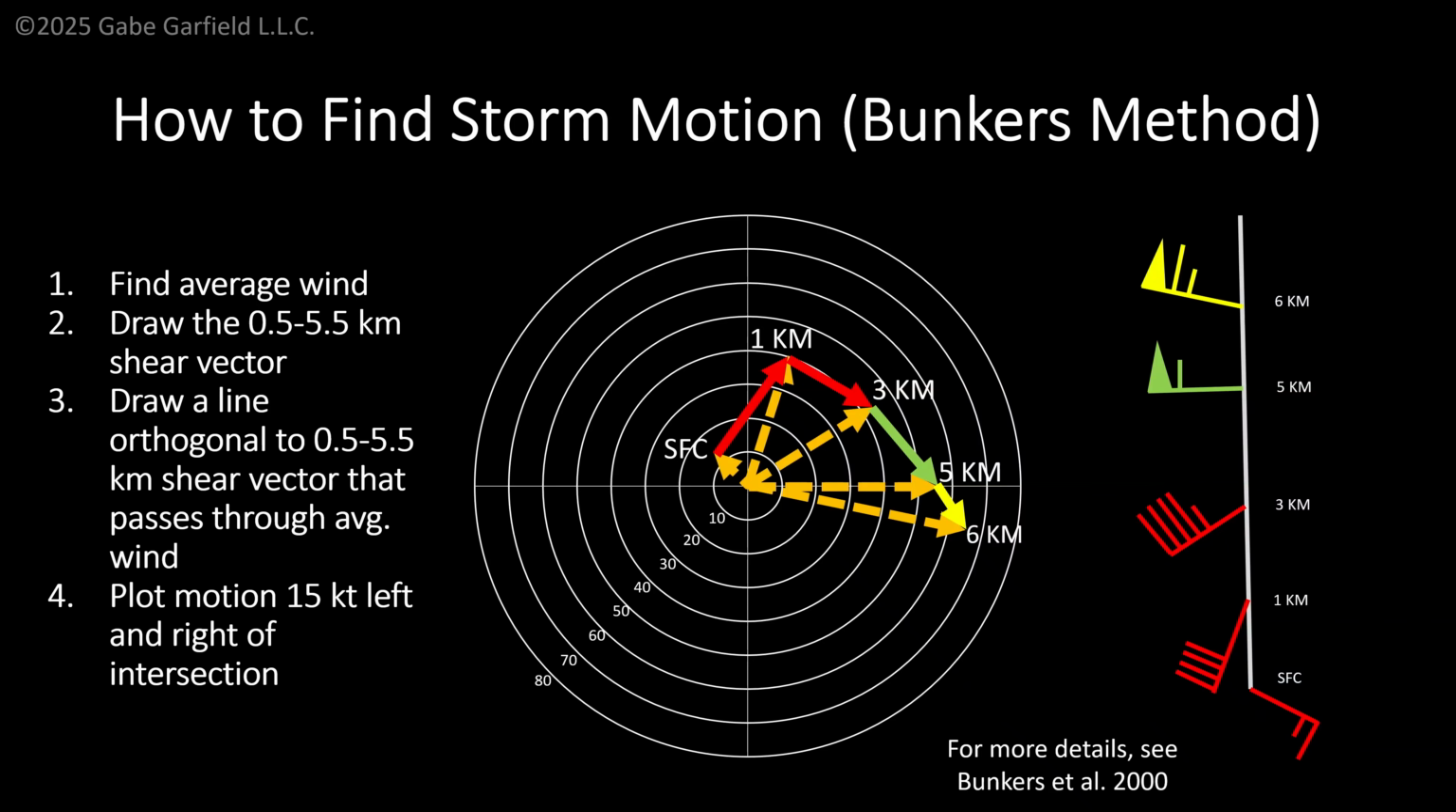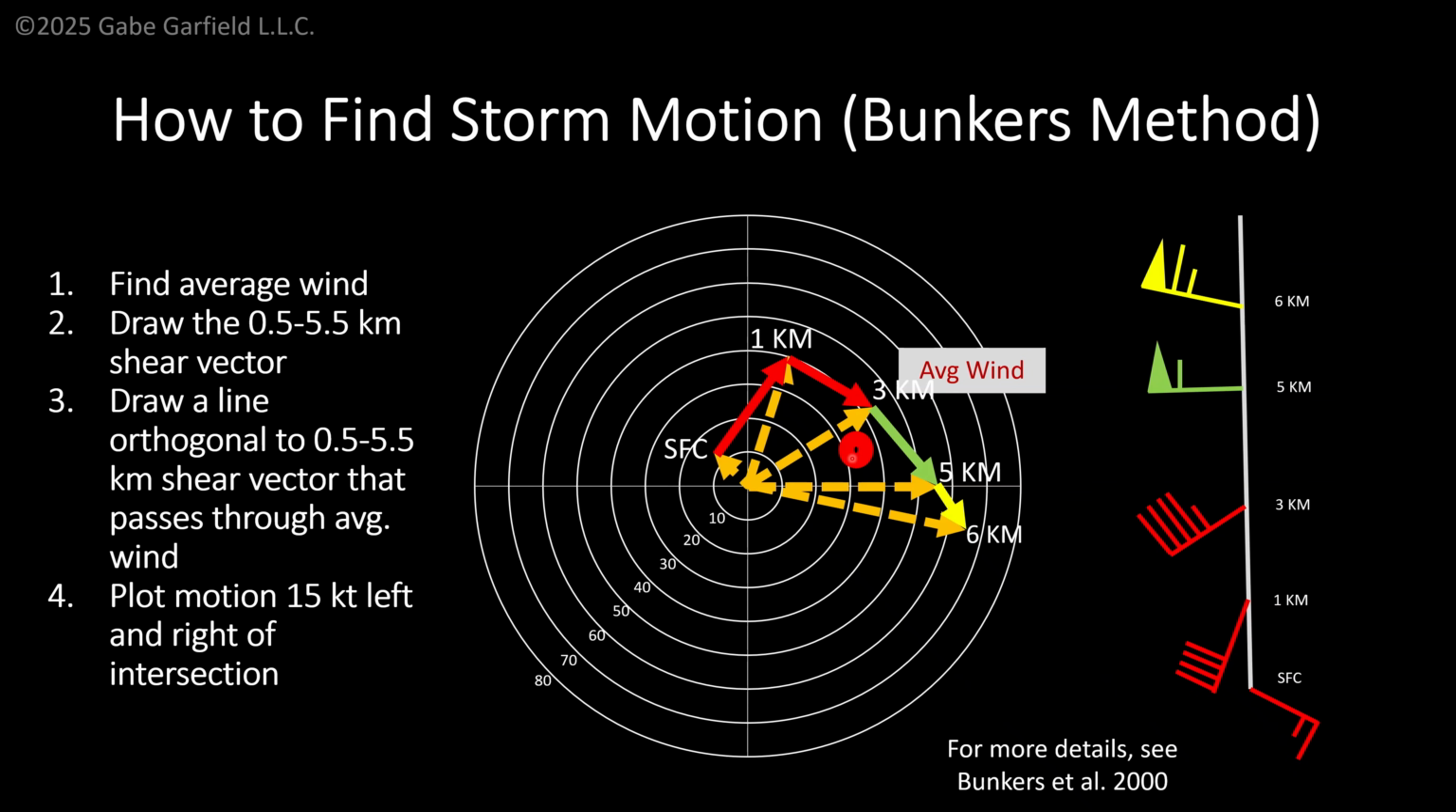Okay, let's find the storm motion using the Bunkers method, which will help us to determine the left moving and right moving supercell motion. So first, we're going to find the average wind, which is in the middle of all the winds. You can see that here. Basically, the winds are all around it. That's roughly the average of all those vectors.